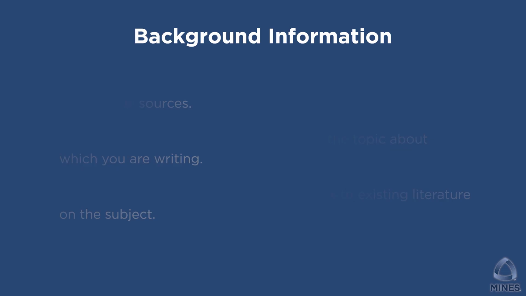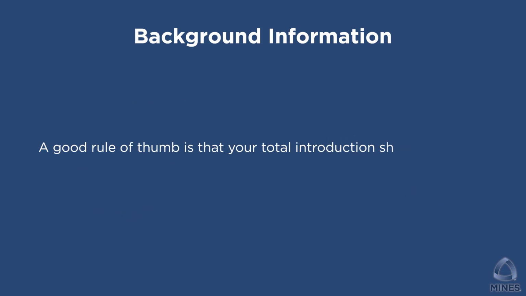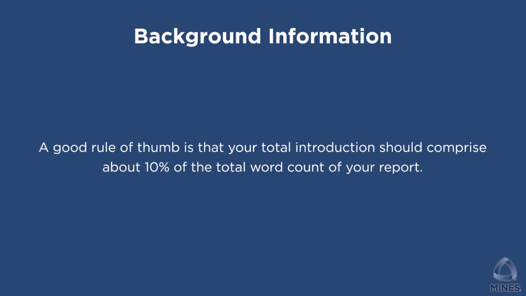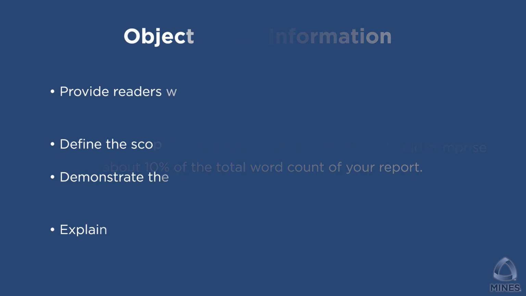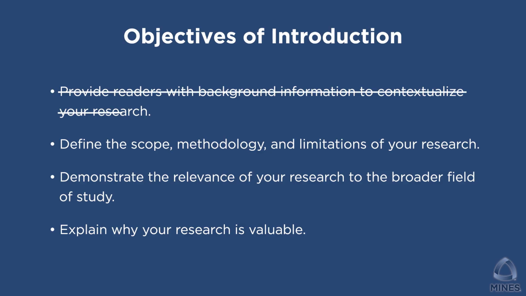A good rule of thumb is that your total introduction should comprise about 10% of the total word count of your report. So for a 10-page paper, your introduction should be about 1 page. If you find yourself exceeding that threshold, consider cutting back the depth of information, relocating certain background information to the relevant chapters, or establish an extended literature review section of your report. After the background information, use your discretion to decide how to order the remaining objectives.